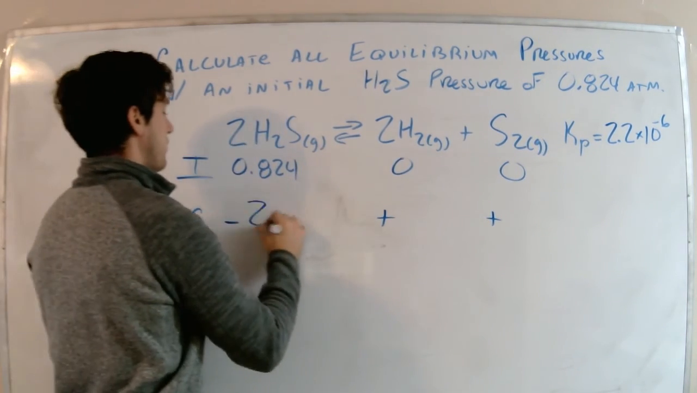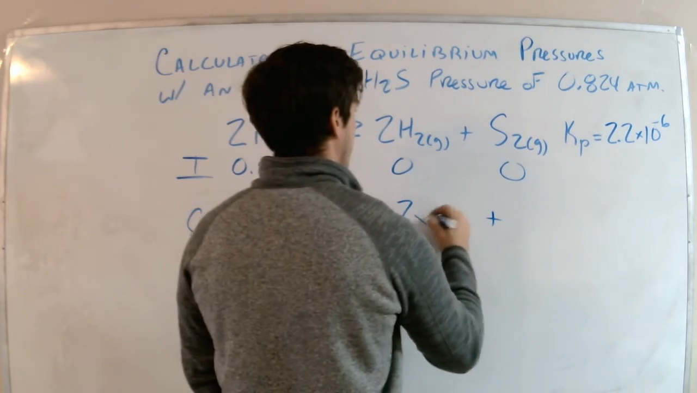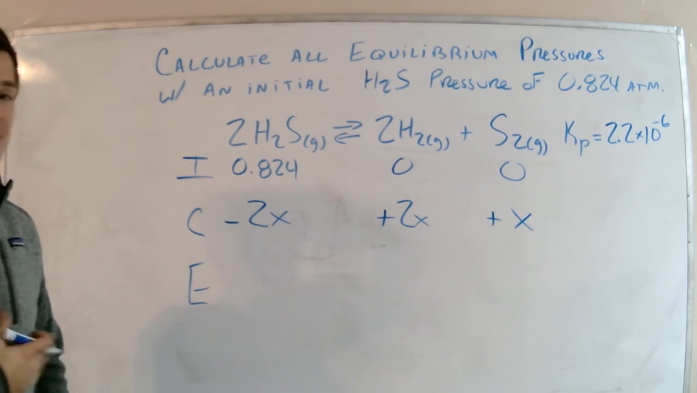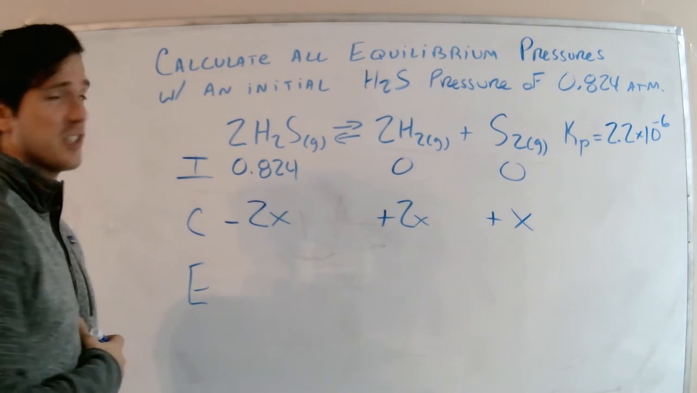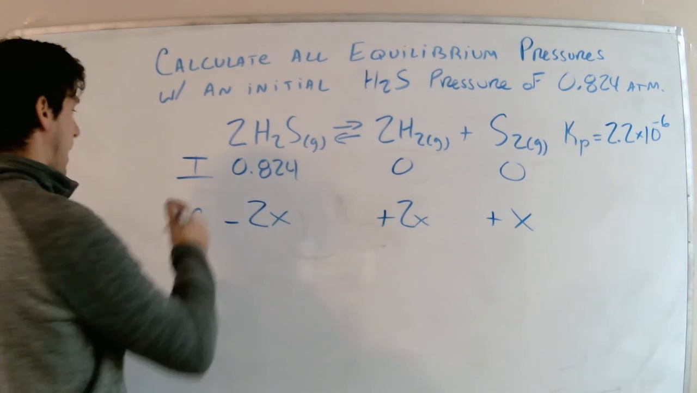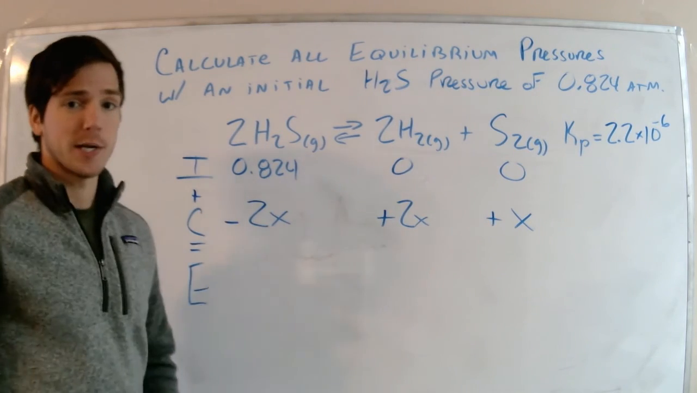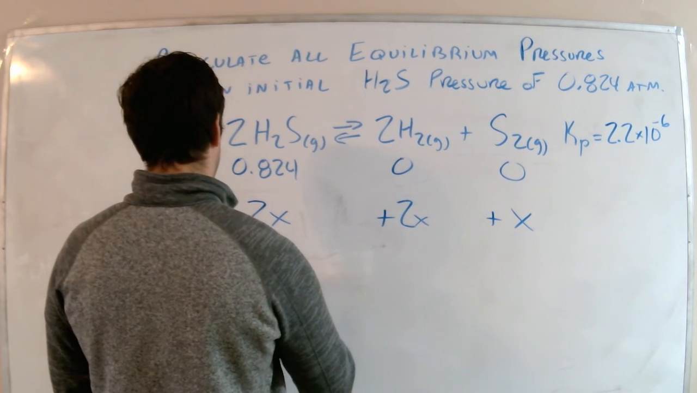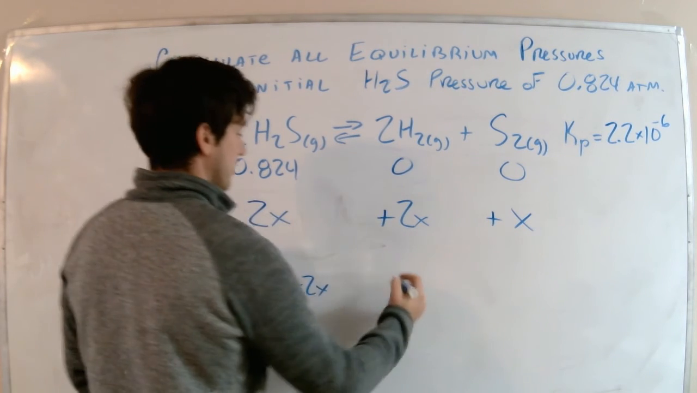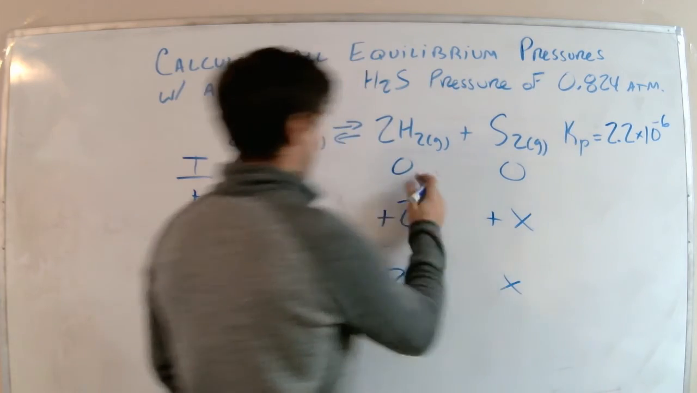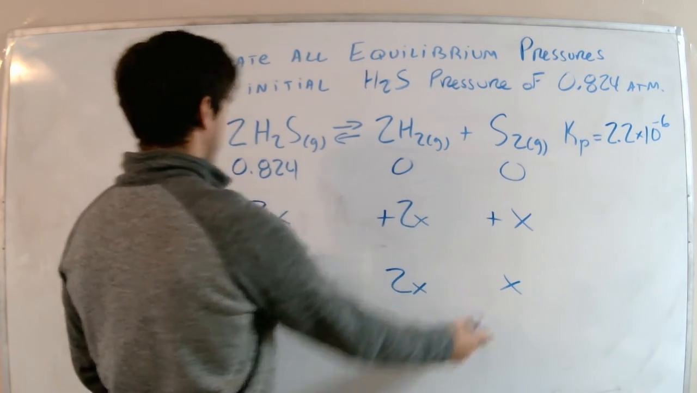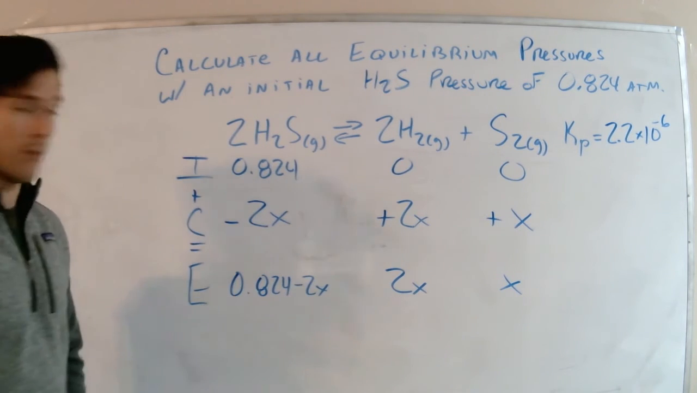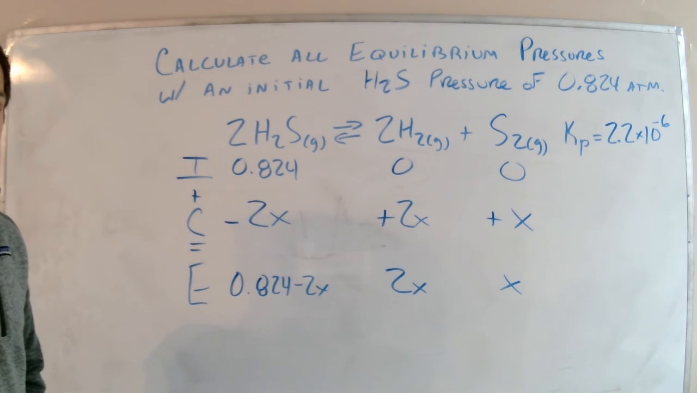This is going to be negative 2x. This is going to be 2x. This is going to be x based on the coefficients. And then they didn't give us any equilibrium concentrations because they're jerks, so we're just going to combine I and C to get our E. So I'm going to have 0.824 minus 2x, 2x, and x. 0 plus 2x is 2x, 0 plus x is x, 0.824 plus 2x minus 2x is 0.824 minus 2x.